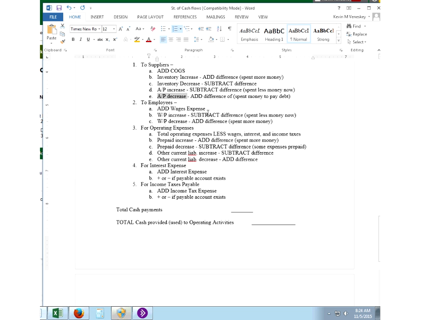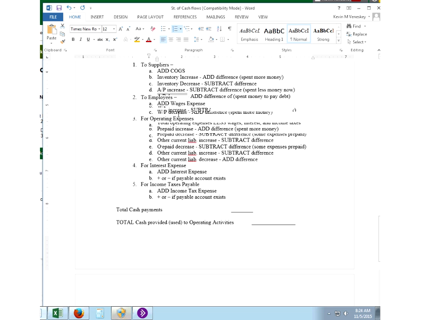Then we go to employees. The biggest number is going to come from our wages expense, and then we're going to tweak it just a little bit by looking at our wages payable account. If our wages payable went up, that means I've saved a little bit of money for the time being, money that's not spent. So out of this wage expense, if my wages payable went up, I didn't really spend all of the expenses, so I'll take it down. If my wages payable went down for the year, then that means I've paid extra money, and I'm going to need to add that back in.